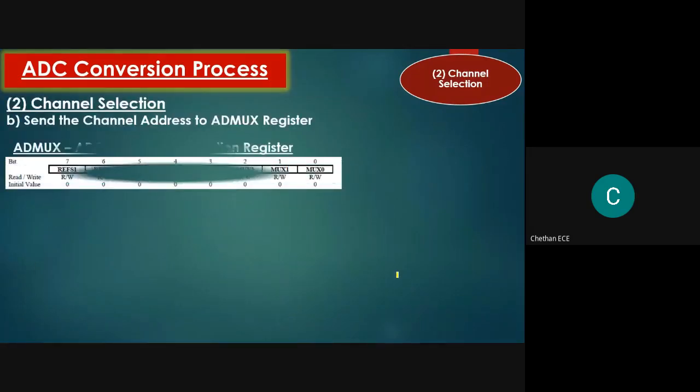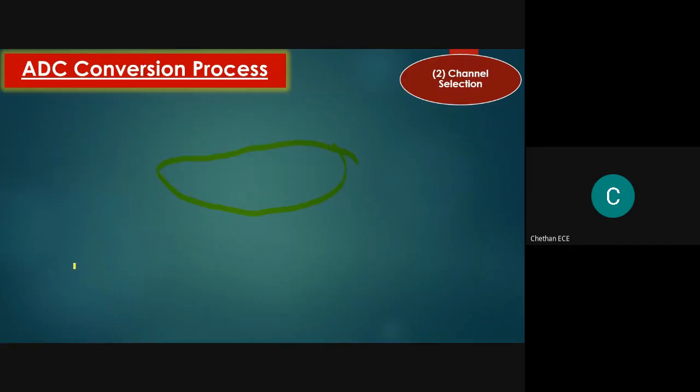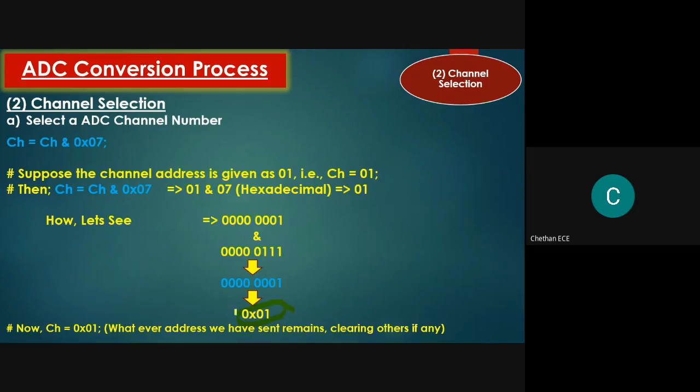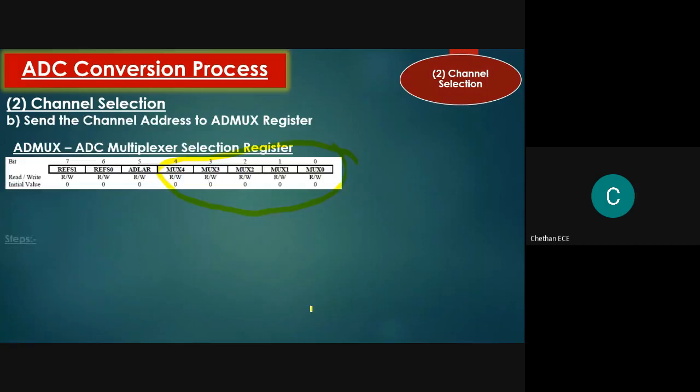The next process is ADMUX. We have already explained this. We have completed ADLAR and REFS1 REFS0 by programming them as 00. Now I want to utilize bit numbers 4, 3, 2, 1 and 0. As I explained earlier in the previous slide, we have captured the channel number, but still we have not sent the address of it.